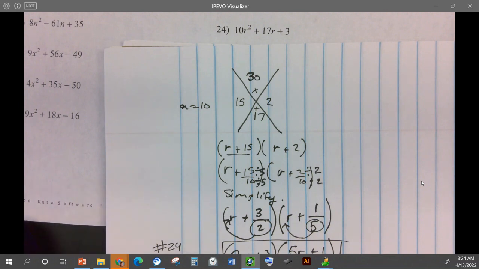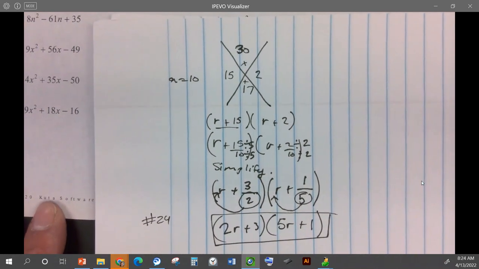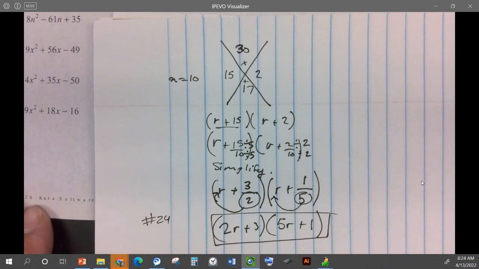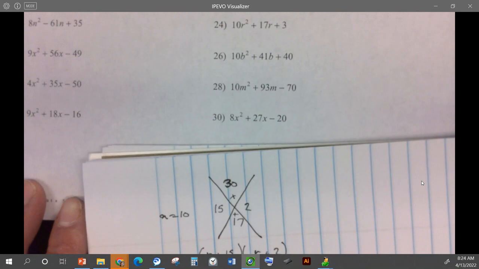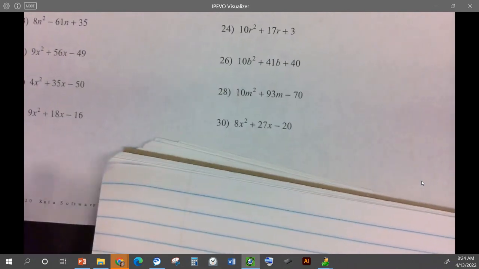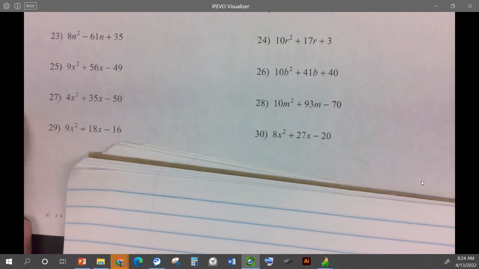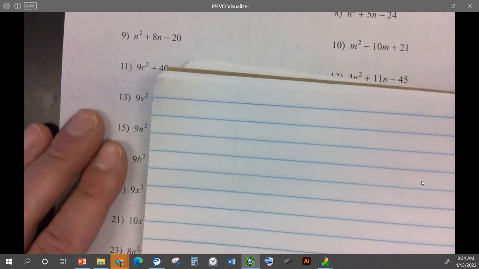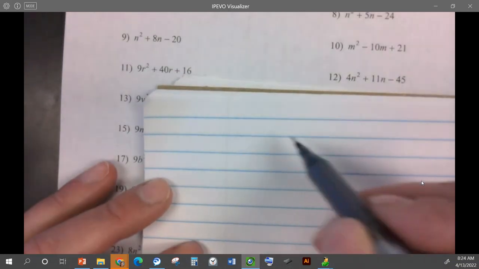Okay, let's do a few more. Are there any more that you guys see that look tricky? Let's see, how about, what one? 12? Okay, 12. So what number needs to go on the top for number 12?